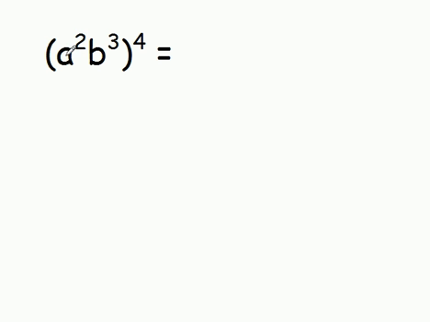Okay, with this one, let's see what the rule would give us. If we're using the rule, we're going to get a to the 2 times 4, b to the 3 times 4, and that should give us a to the 8, b to the 12. Now let's just pull this apart here and check that that works.